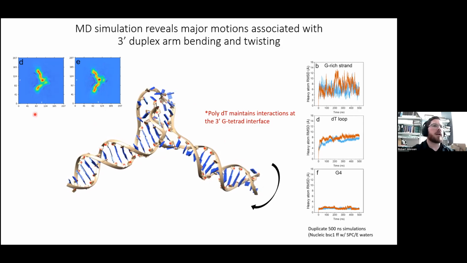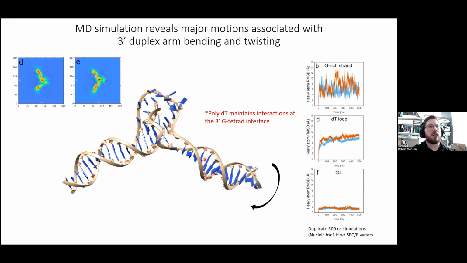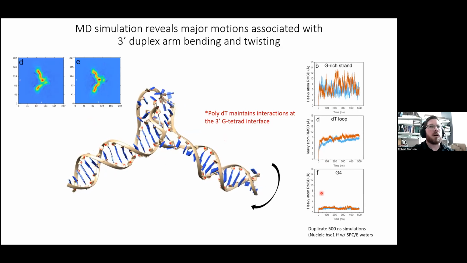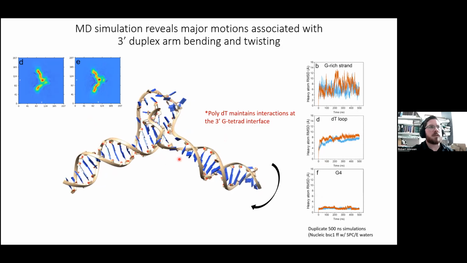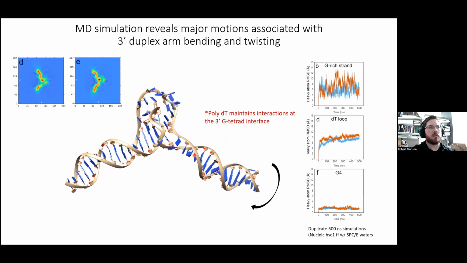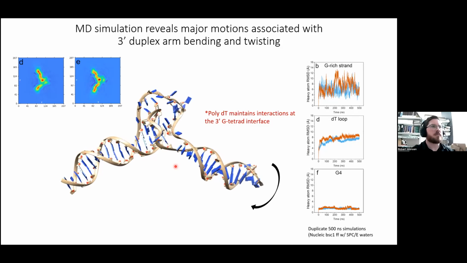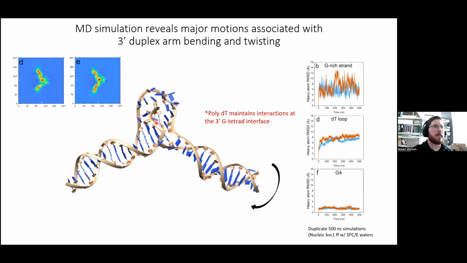I need to admit, this is the first principal component of movement from the first MD simulation, one of the 2 MD simulations done here. This isn't an actual MD simulation, this is just the first component of movement showing the major fluctuation that's going on throughout these simulations. So it is fairly stable interacting here.